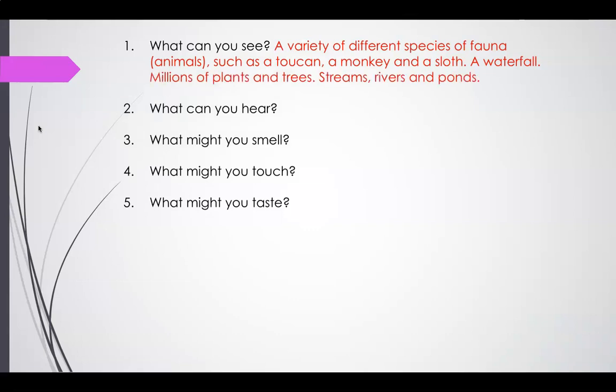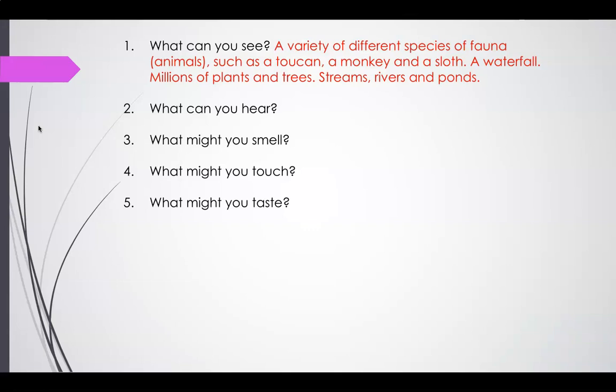I also saw millions of plants and trees, and I'm guessing these plants and trees are different species too. I also saw lots of water in the form of streams, rivers, and ponds. Did you see anything else that I didn't see? There was lots there, wasn't there? The Amazon rainforest is packed full of nature and beauty that is just extensive. The list is extensive, so there's much more than what I've just spotted here.